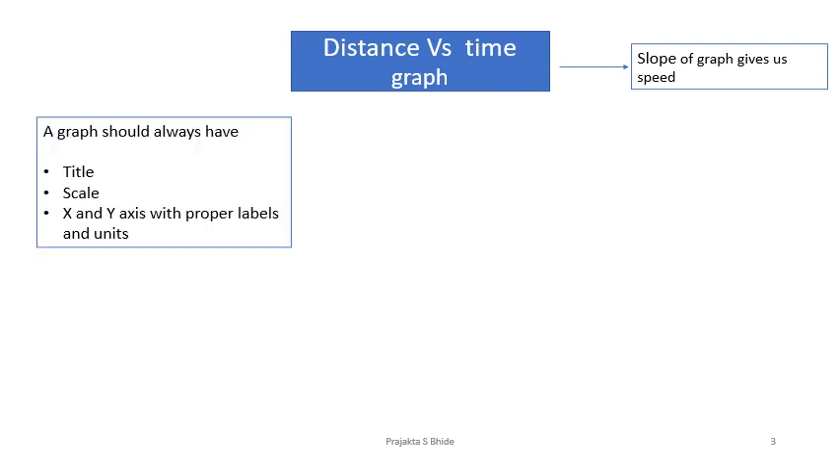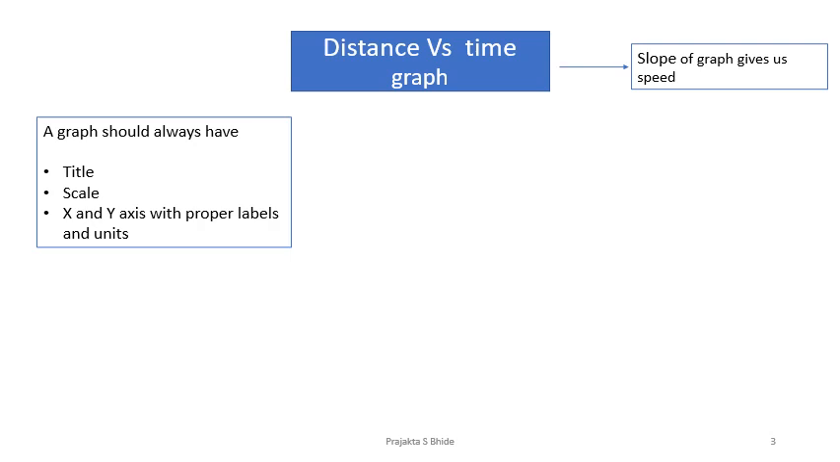Okay, let's see how. First thing, what should a graph have? It should have a title. I should know what I'm drawing. Is it a distance-time graph, or is it potatoes and years, or colors and students, or birthdays and something like that? I know it's a distance-time graph. So title, very, very important.